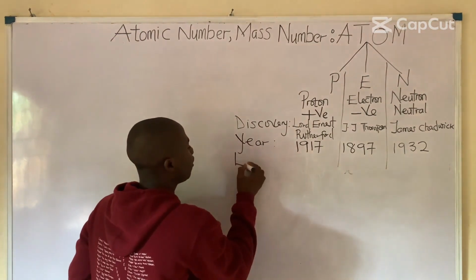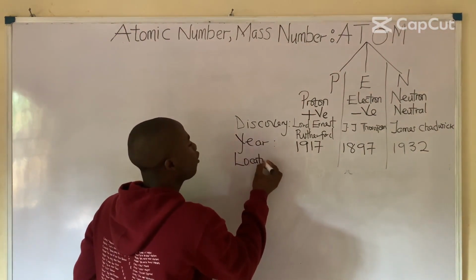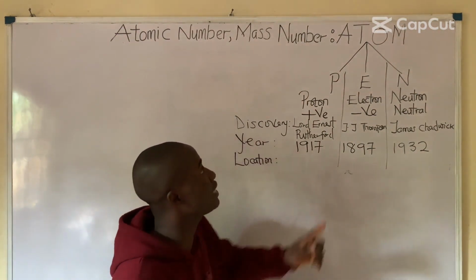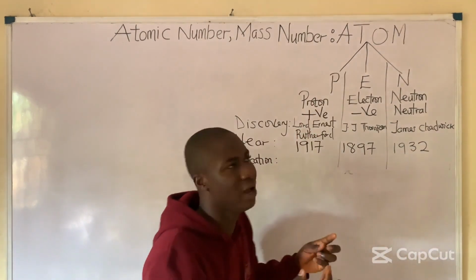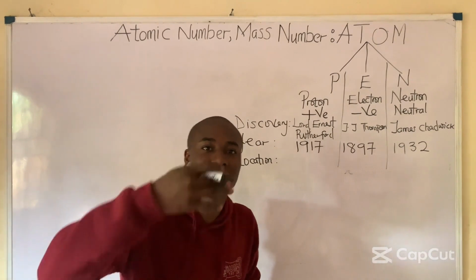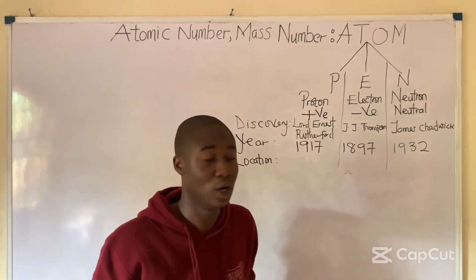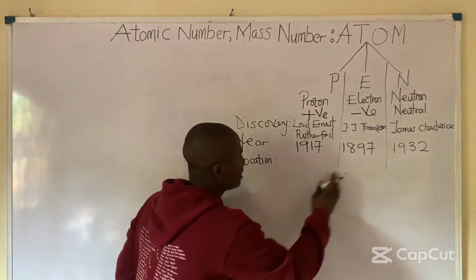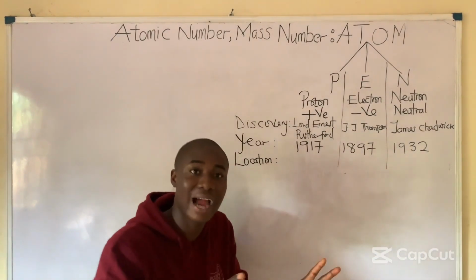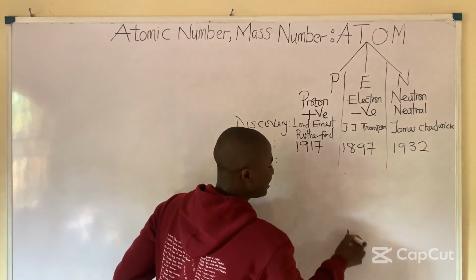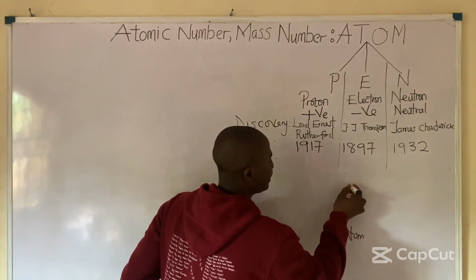Now, the next one to talk about is their location, because these subatomic particles are found inside the atom. Where specifically? I cannot just say they are found inside the atom. We have to be specific about where they are found. So let's talk about this aspect, their location. Before we talk about that, we have to draw the diagram of an atom. So let's say this is an atom.